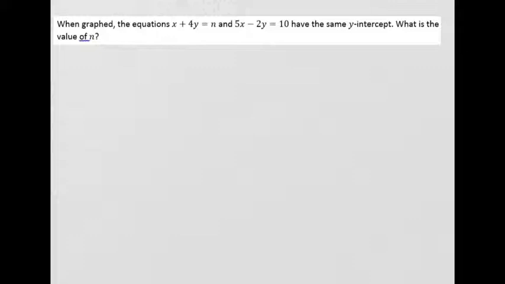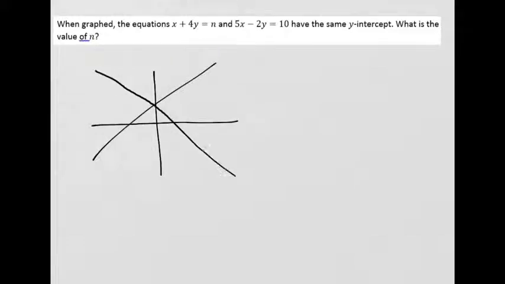So when graphed, the equations x plus 4y equals n and 5x minus 2y equals 10 both have the same y-intercept. Okay, so if I were to graph them, they would cross at the same place on the y-axis, right there. Okay, I don't know what that point is though yet. Right, I don't know what the y-intercept is. They didn't tell us.